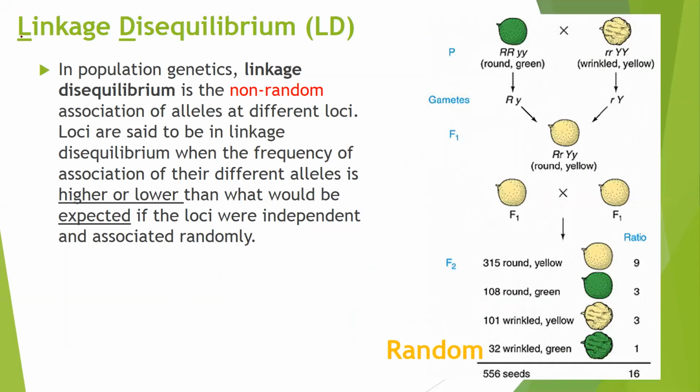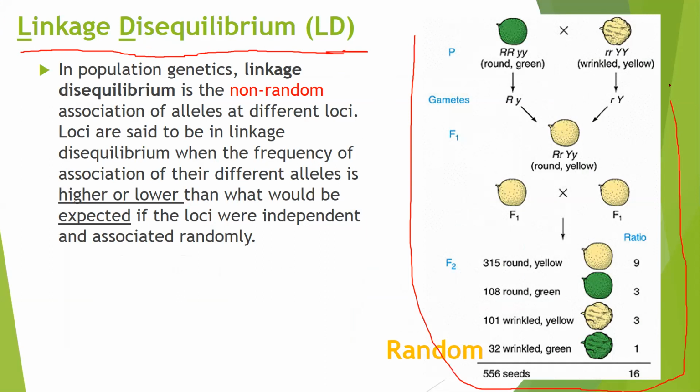Okay, so linkage disequilibrium, LD in short. This is another important term here. I believe everyone is familiar with this diagram, right? This is a classical Mendelian experiment based on pea plants. All right, so this is different, right?